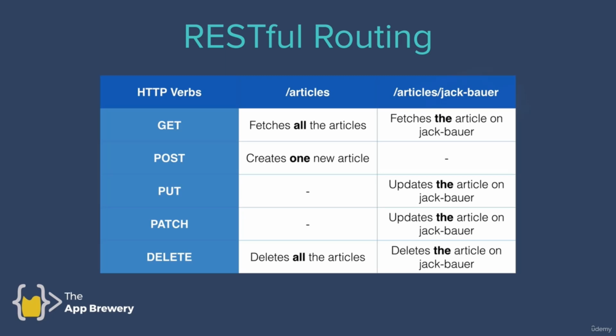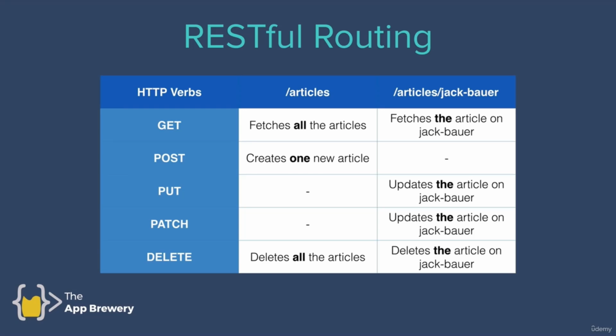But RESTful routing also has rules for individual resources. So within all of the articles, we will have specific articles, right? Say we had an article on Jack Bauer, then if the client was targeting /articles/Jack Bauer, then if they made a GET request, that would fetch the specific article on Jack Bauer from our database. And you can also use put and patch to update that specific article on Jack Bauer, and you can delete the specific article as well.